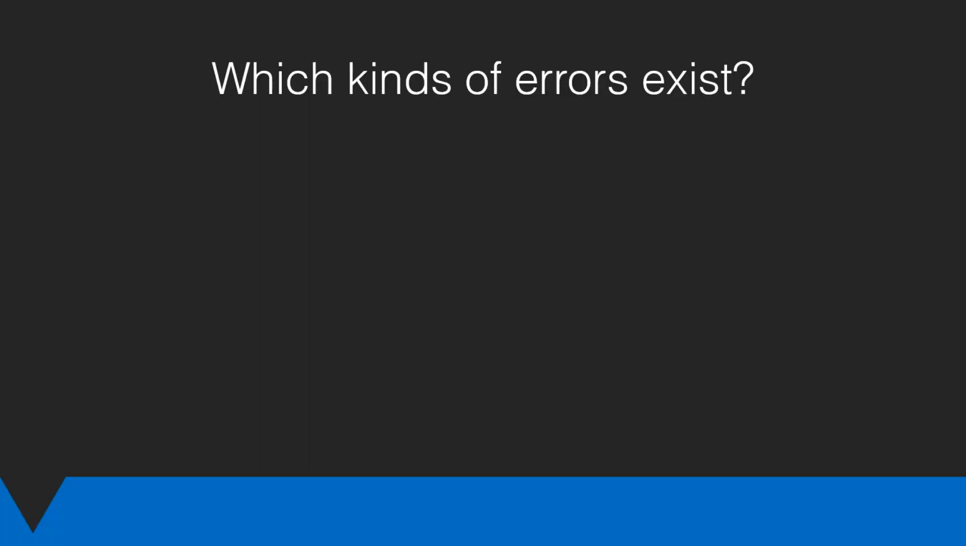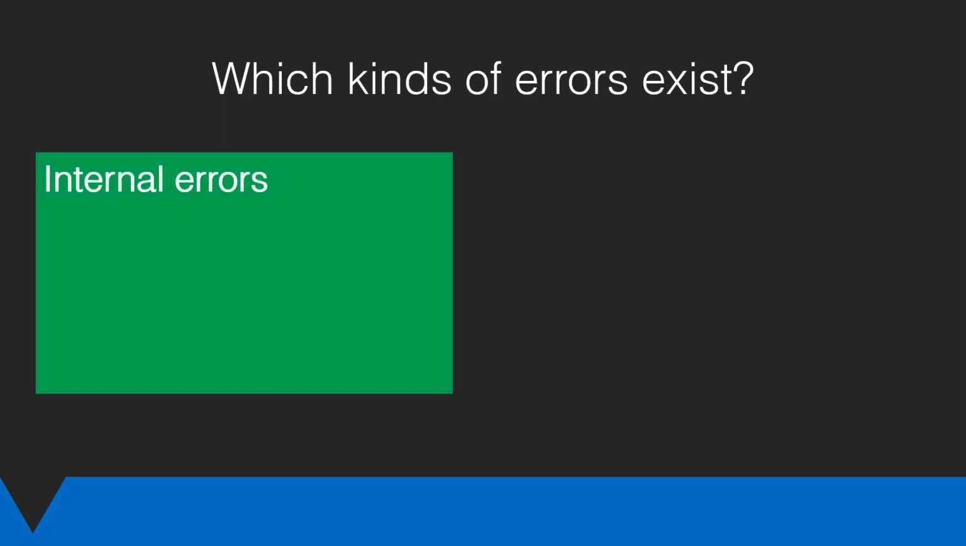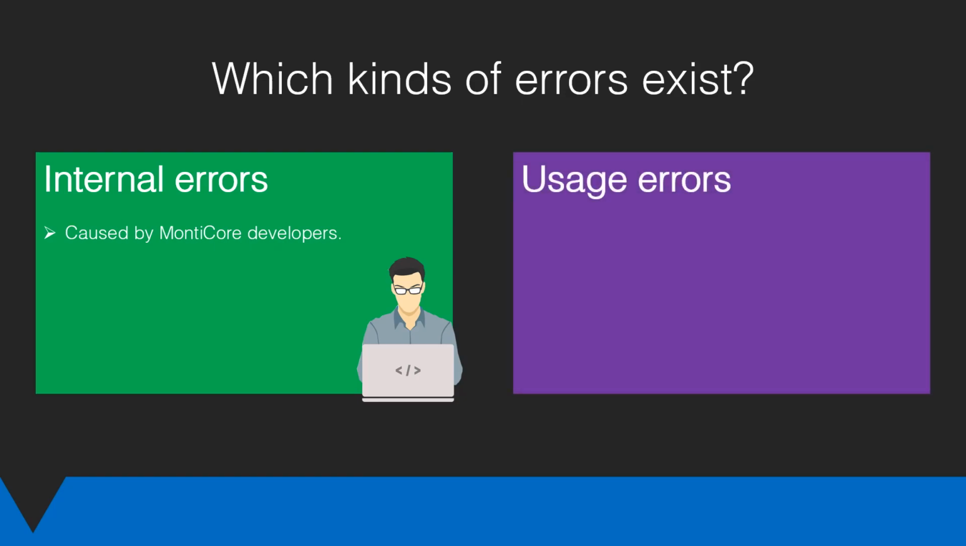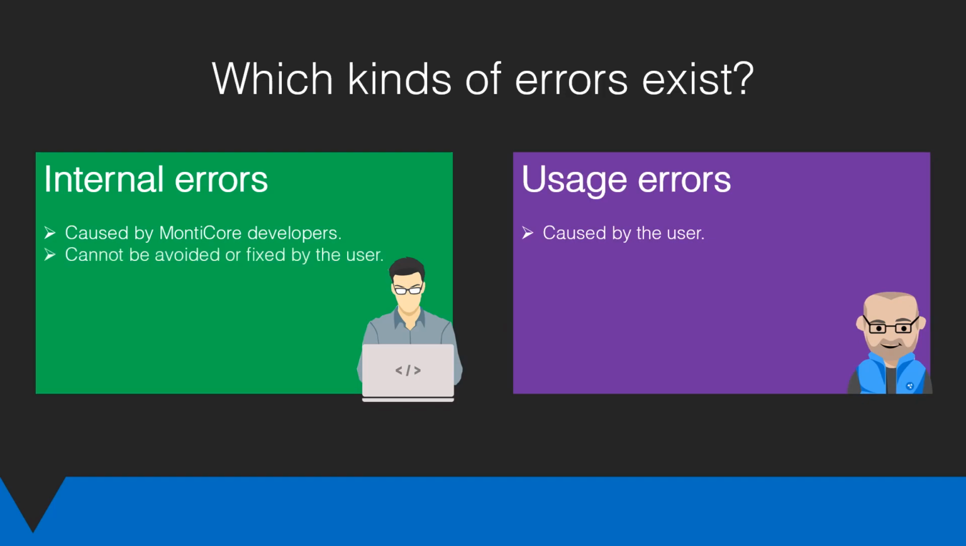During model processing and generation, many kinds of errors can occur. MontiCore distinguishes two kinds of errors: internal errors, which are caused by MontiCore's developers, and usage errors, caused by the user. Internal errors, if experienced, cannot be avoided or fixed by the user, but should be reported back to the developers in form of a log file.